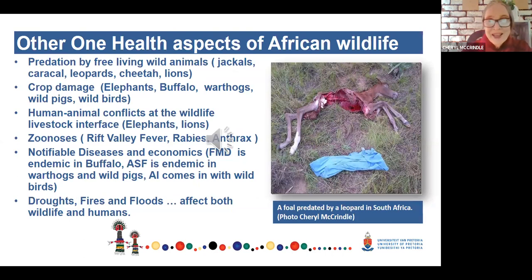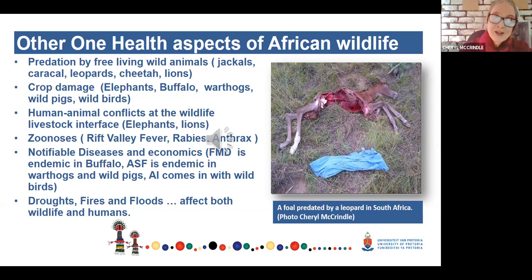So we later got the same leopard captured near to us because he was being a bit of a nuisance and eating people's dogs, and he's been rehomed to a proper game reserve where he can go and predate on things he's supposed to predate on. So jackals and the other wildcats such as caracal and cheetah and lions are also a bit of a problem when they start predating domestic animals. We have crop damage by elephants and buffalo, warthogs, wild pigs, and even wild birds.